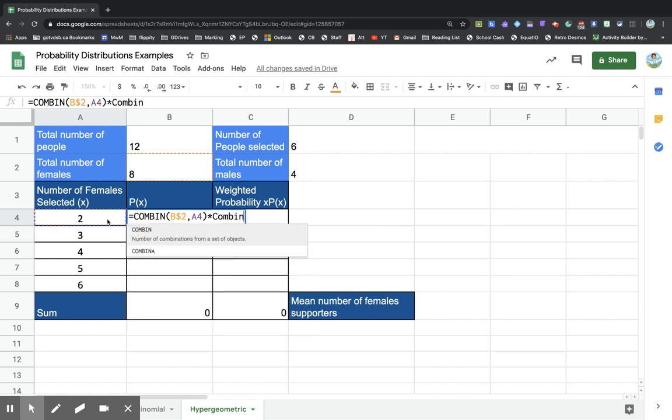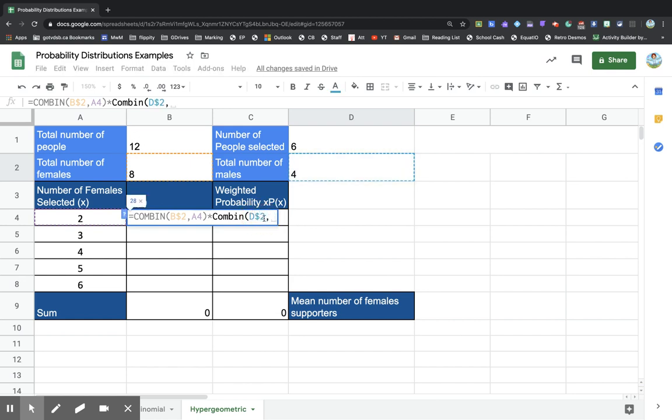Okay, times the number of males. So the number of males in total is 4. Again, I'm going to lock that in so that it's always 4, or always whatever is in that cell. And the number that I'm picking is going to be 6, which is the total number of people selected, locked into that cell, minus the number of females. It's how many people are left over. I don't want to lock in the A4 again because that 2 female was that particular example. I'm going to do a double close of my bracket there, 1 to close just the subtraction and 1 to close the combination.